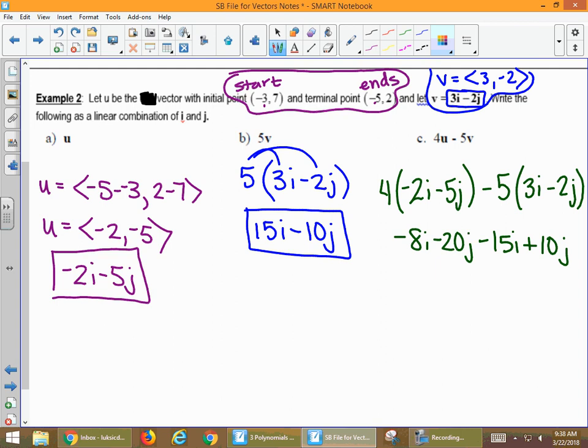Combine your like terms. So negative 23i minus 10j. Did I do my math right? Double check. Questions on i and j?